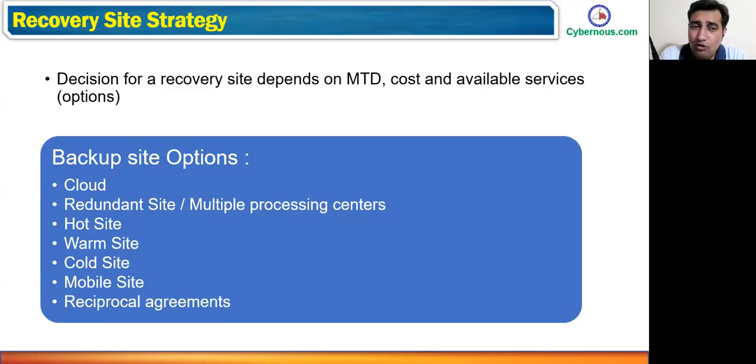In some cases, we also have a mobile site. A mobile site is nothing but everything is fitted onto a vehicle. And that has some kind of antenna so that network connectivity and everything is there. And you can just drive your vehicle to any place. If some kind of disaster happened at this place, you can move to some other place. So that kind of arrangement is called a mobile site.